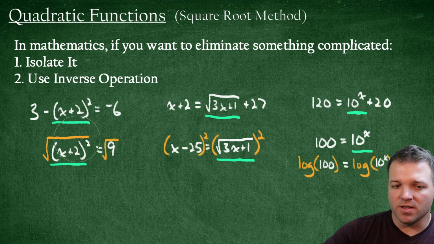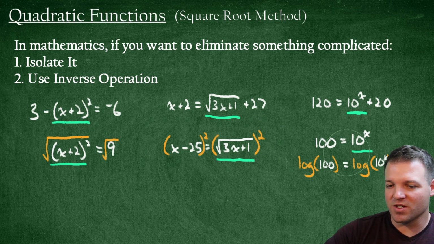And so obviously, the inverse operation of something squared is a square root. So we'll take the square root of both sides. The inverse operation of a square root is a square, right? So that's the direct opposite of the first equation. And you may have never seen this before, but if I have 10 to the x power, then the inverse operation is log base 10.